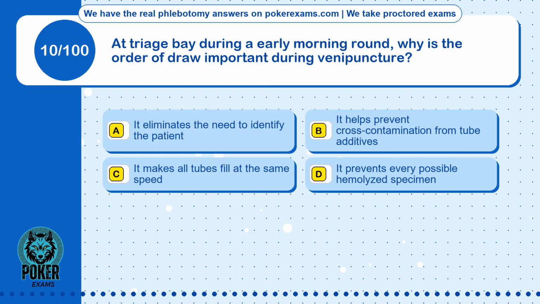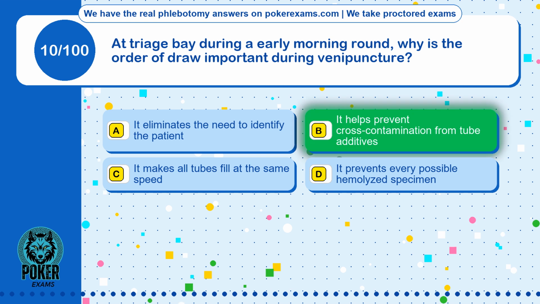Question 10. At triage bay during an early morning round, why is the order of draw important during venipuncture? Option A. It eliminates the need to identify the patient. Option B. It helps prevent cross-contamination from tube additives. Option C. It makes all tubes fill at the same speed. Option D. It prevents every possible hemolyzed specimen.